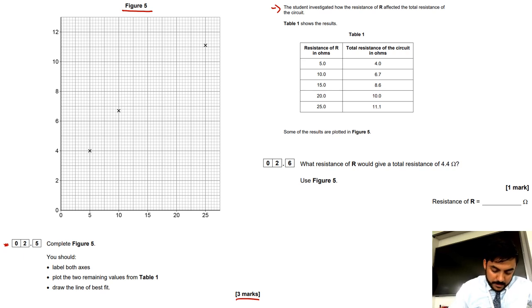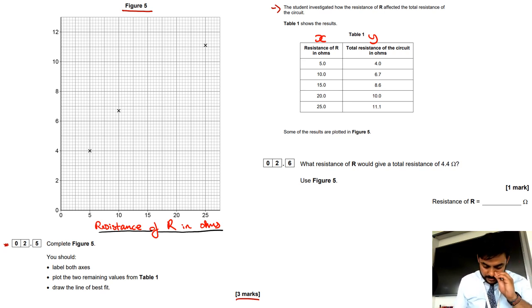So let's start. Label both axes. The axes are labeled. This will be on the x-axis and this will be on the y-axis. So the x-axis should read resistance of R in ohms. And it's good practice to underline your axis title. The y-axis should read the total resistance of the circuit in ohms.